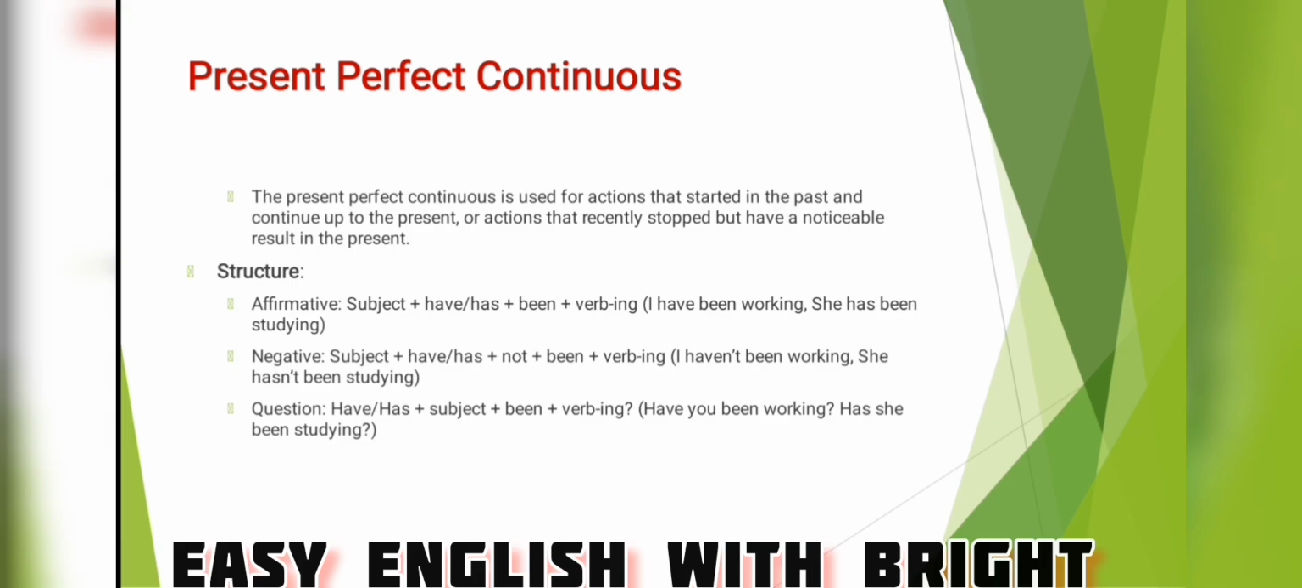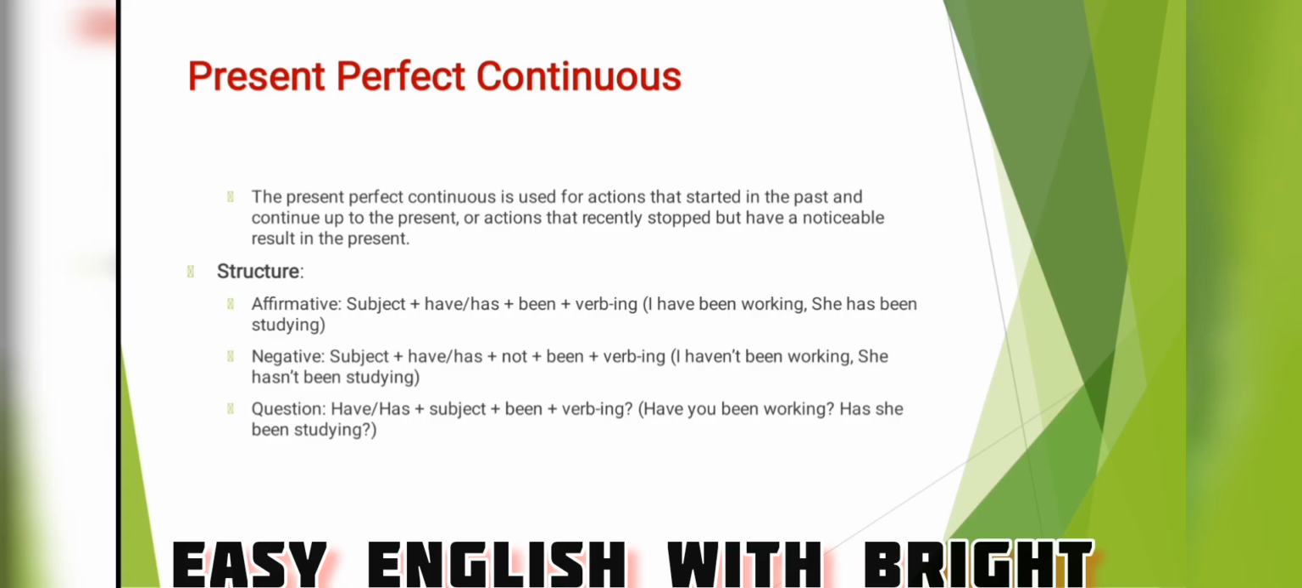Present perfect continuous. The present perfect continuous is used for actions that started in the past and continue up to the present, or actions that recently stopped but have a noticeable result in the present. Structure. Affirmative: subject plus have or has plus been plus verb with ing form. I have been working. She has been studying.